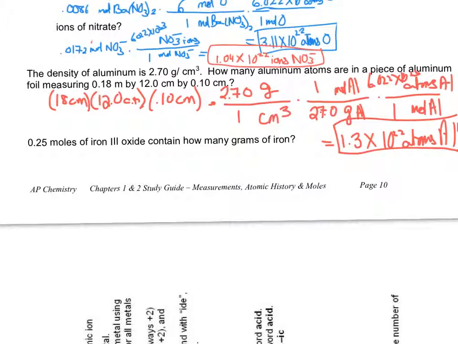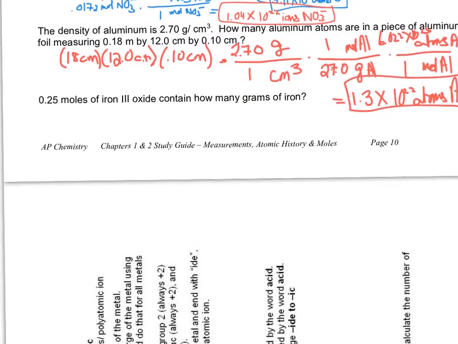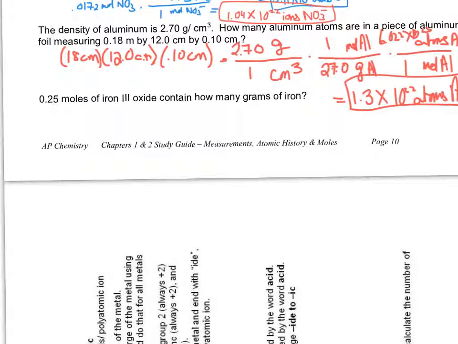All right, let's look at the last problem on this page. It says I have 0.25 moles of iron 3 oxide. Anybody know what iron 3 oxide is? It is rust. Rust is the common name. And I want to know how many grams of iron are in there. So I'm going to write down what I have. Iron 3 oxide means it's Fe3 plus and O2 minus, so Fe2O3. So I have 0.25 moles of Fe2O3. On the bottom, I will put moles of Fe2O3.